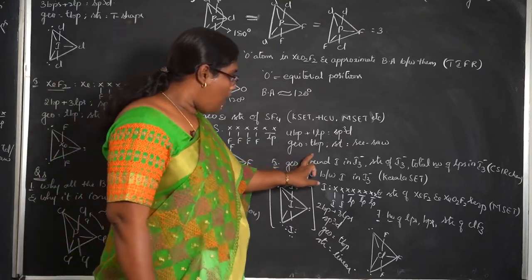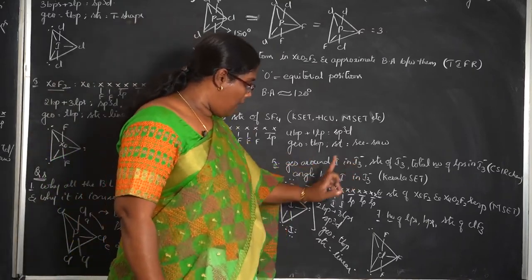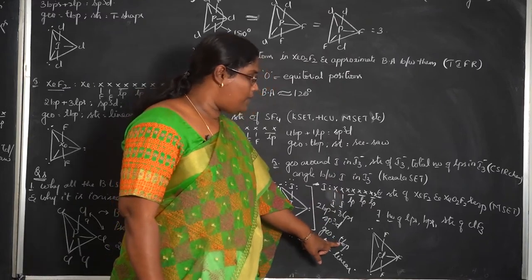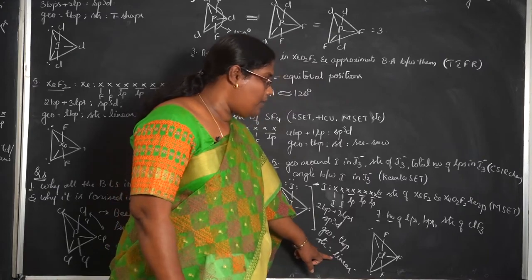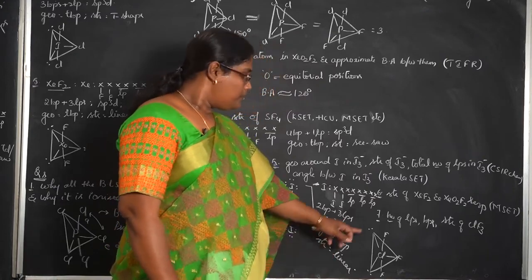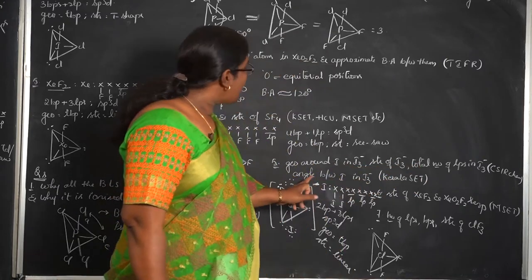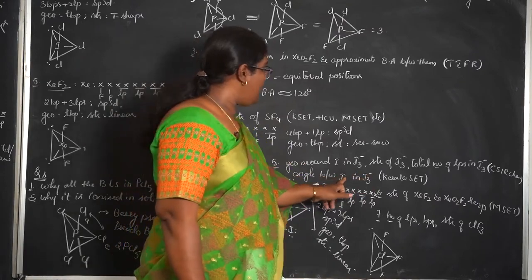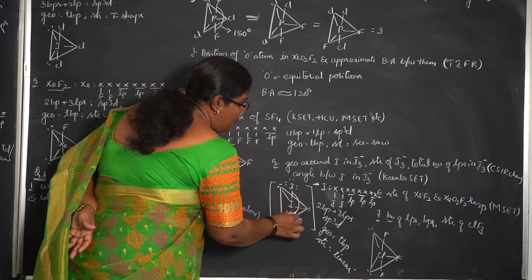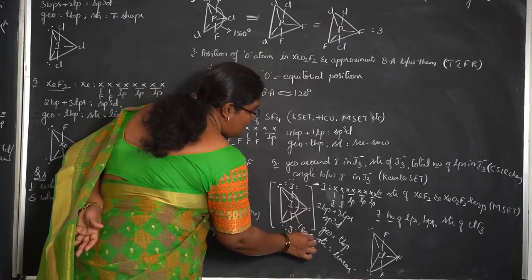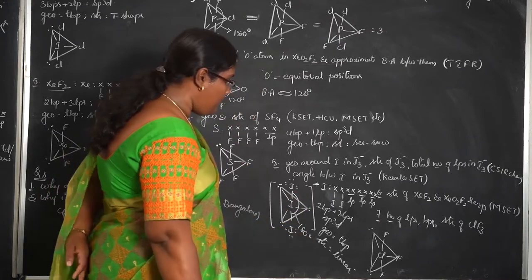First one, geometry around iodine in I3 minus. It is trigonal bipyramid. The structure of I3 minus is linear because of the lone pairs. Now, the angle between iodines in I3 minus. Both the iodines occupy the apical positions, so the bond angle is 180 degrees.